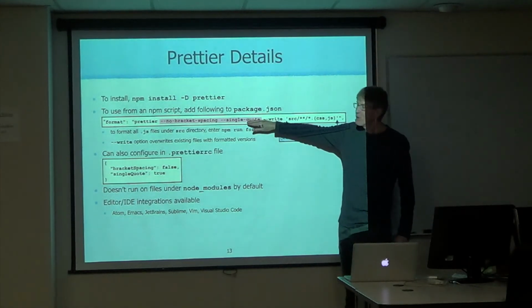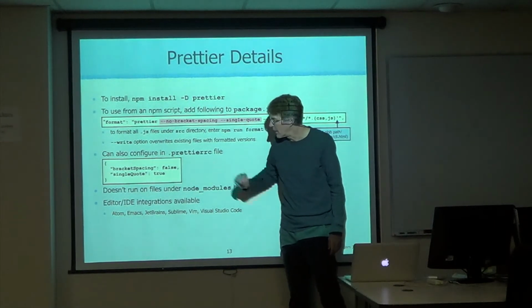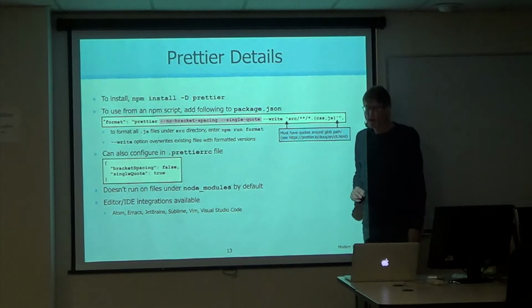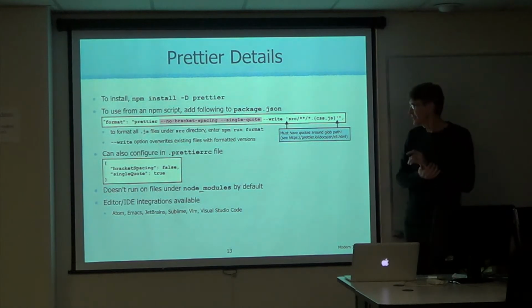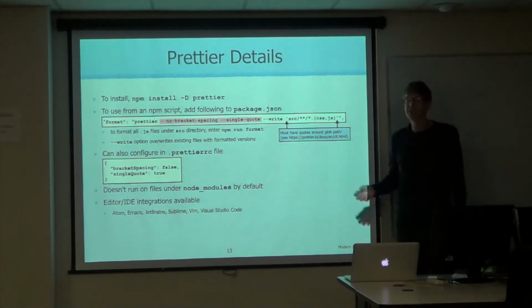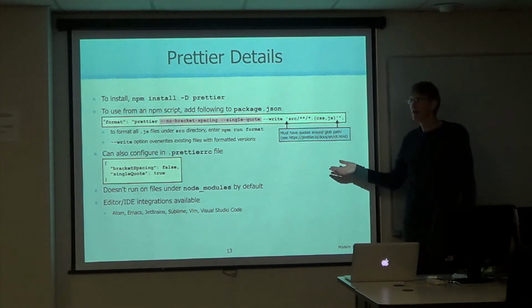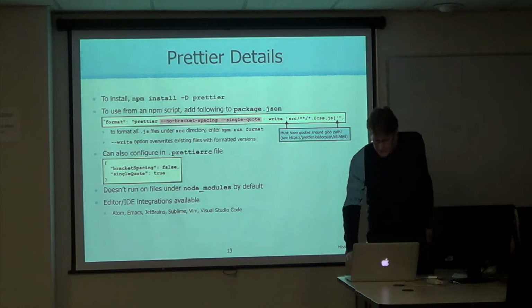So you don't have to put the configuration here. You can create a .prettier.rc file and do that as JSON. It doesn't try to prettify JavaScript files in the node modules directory, which is good. You don't want to touch those files. And there's lots of editor and IDE integrations available for this. A lot of people love it because they set it up in their IDE, and every time they save, it just automatically reformats the code.